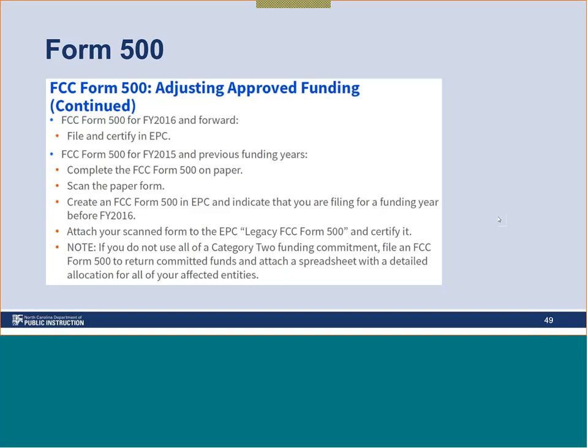Okay, that seems kind of obsolete, but the FCC Form 500 for funding year 2016 and forward, you file in EPC. For funding year 2015 and previous funding years, it's all paper. We used to live by paper, folks, and you all are new to E-rate. I'm hoping none of these things apply to you, but you would complete the form on paper, you scan it, you create this Form 500 in EPC, indicate you're filing for a funding year before funding year 2016. You're going to attach this scanned legacy Form 500 to certify. If you do not use all those Category 2 funding commitments, you have to file it to return the committed funds and attach a spreadsheet with the detailed allocation and the affected entities.